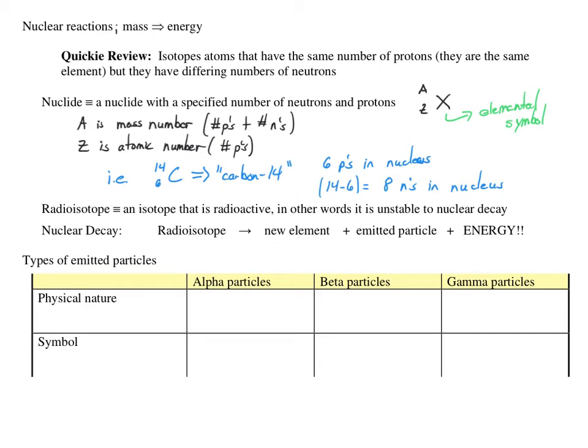An example is carbon-14. Our mass number is 14, atomic number of 6. So we see 6 protons in the nucleus, same as every atom of carbon. However, in this nuclide, we have 14 minus 6, or 8 neutrons in the nucleus. We can always remember which is the superscript and the subscript, because this sets up a little subtraction for us in terms of giving us the number of neutrons that are in a specific nucleus.